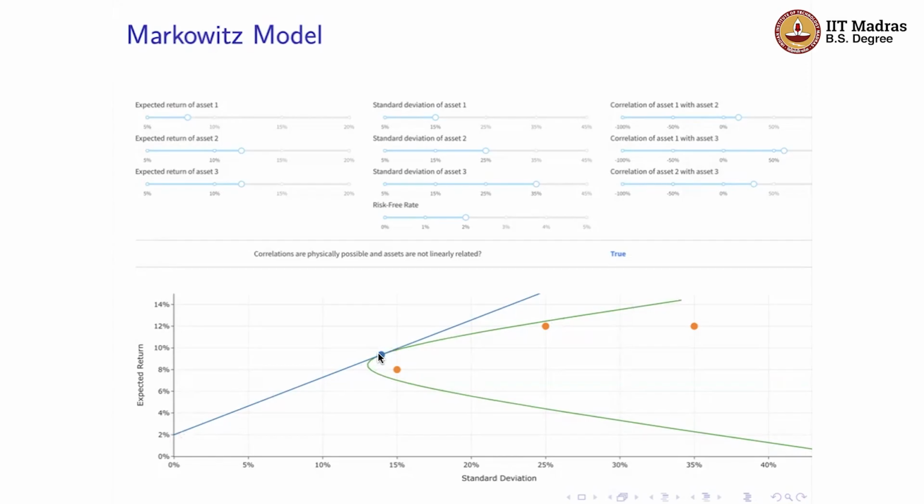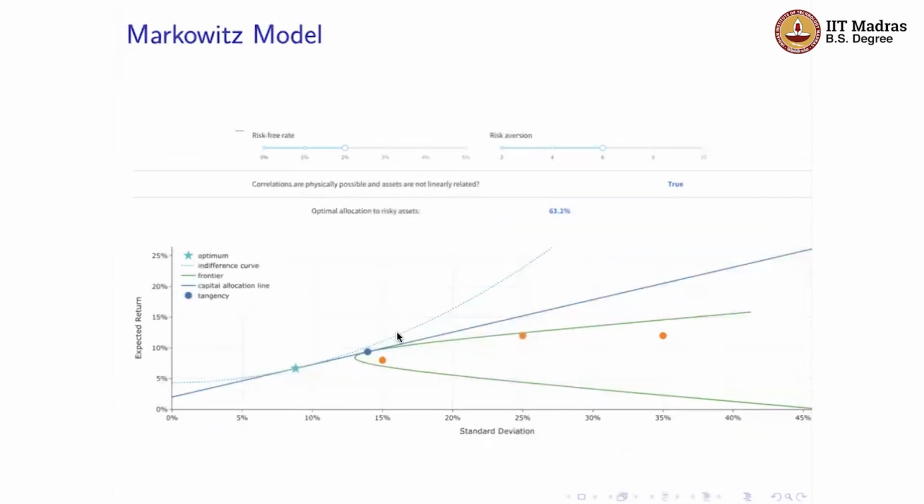So the tangency portfolio is the one which gives the highest value of the Sharpe ratio among the points on the efficient frontier, right? And so this is the one that we have. The interesting thing, as we discussed, is that it doesn't matter what the risk aversion is, it's going to be the same tangency portfolio that is used to optimize. And we are going to see an illustration of that here.